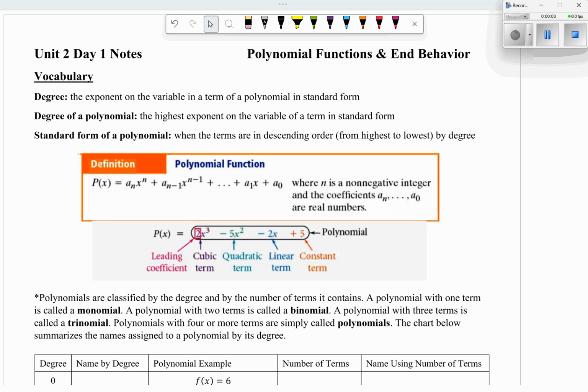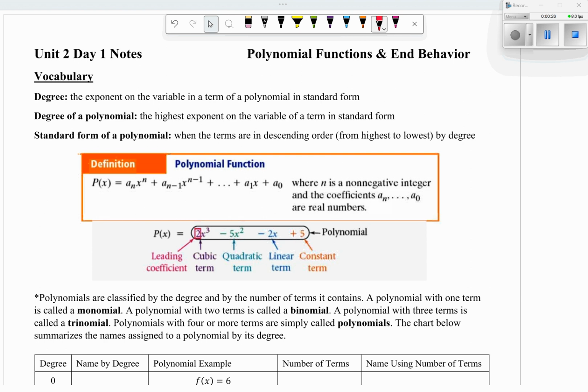Today we're going to talk about polynomial functions and end behavior. So some vocabulary, the degree. The degree is the exponent on the variable in a term of a polynomial in standard form. The degree of a polynomial is the highest exponent on the variable of a term in standard form. And standard form for a polynomial is when the terms are in descending order from highest to lowest by degree.